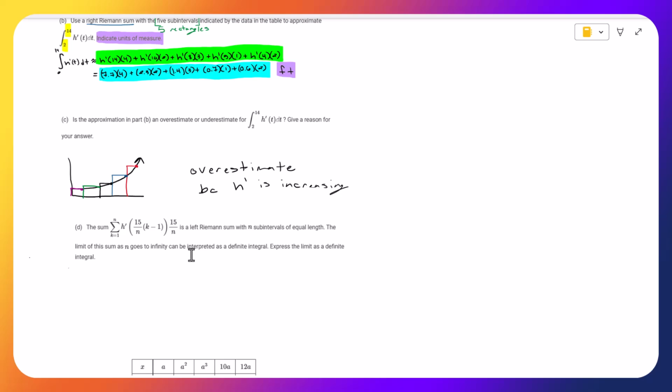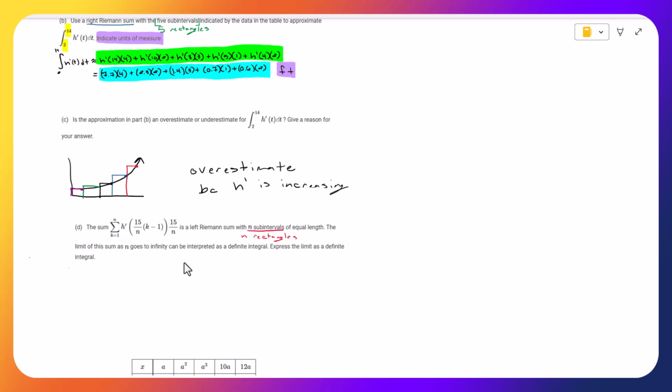Okay, and this one says we have our summation notation from k equals 1 to n of h prime of this ugly thing right here. I'm going to kind of ignore this ugly thing. Times 15 over n is a left Riemann sum with n subintervals of equal length. So that means n subintervals is n rectangles. And it's equal length, so we are going to have a delta x.